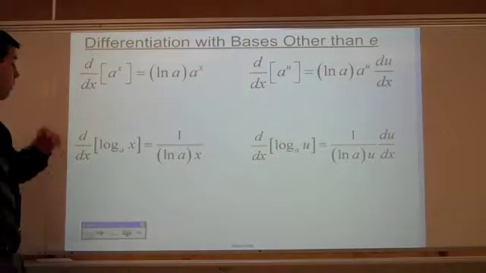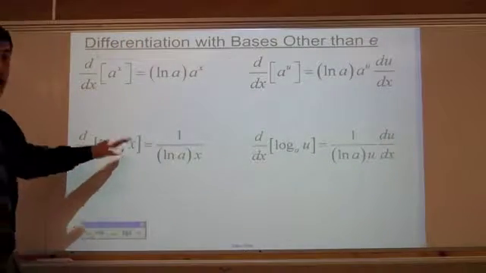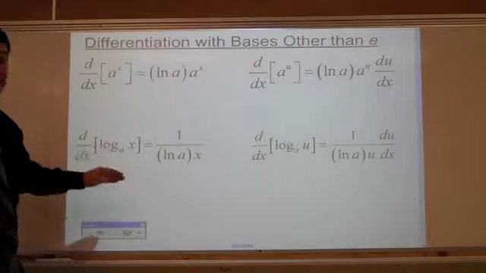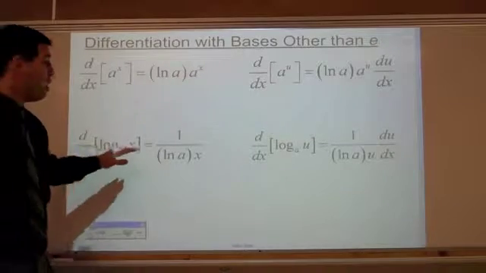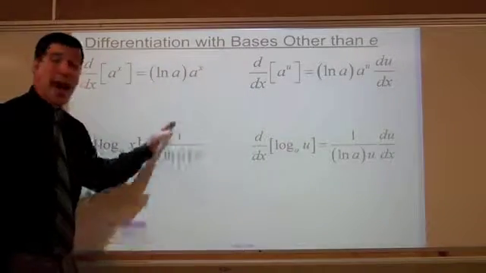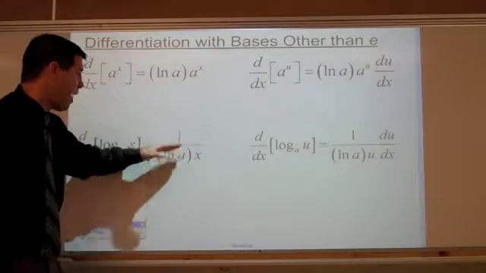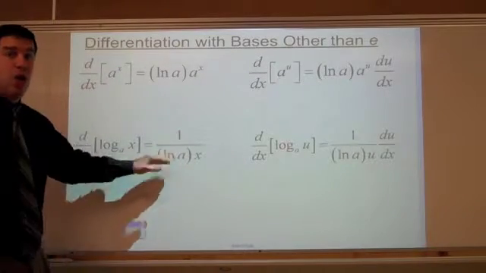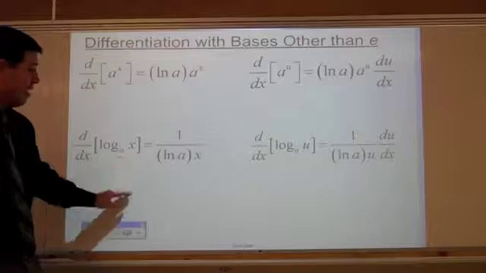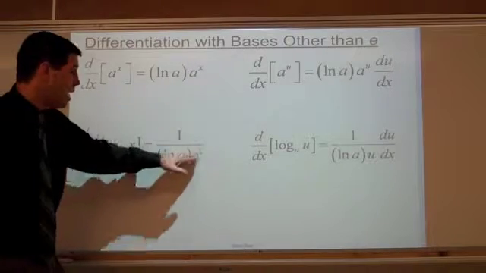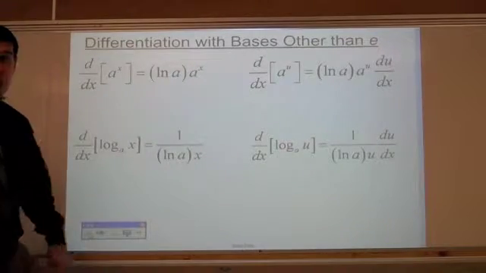Now if we have a log, derivative of log base a of x, talking about something other than natural log, is going to be, still have the 1 over x, like you did with the natural log, but you also have the natural log of a on the bottom also, the natural log of that base. So it's 1 over the natural log of the base times whatever that term was, that x.